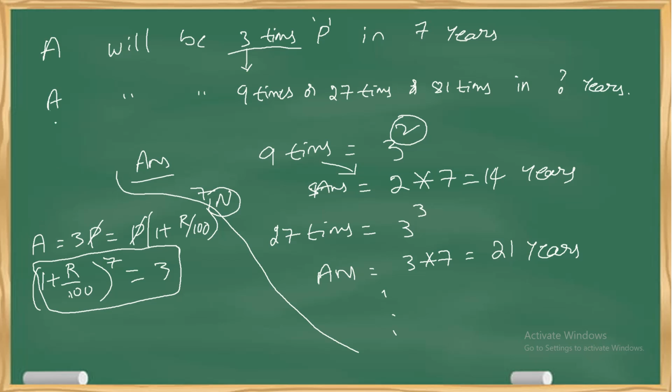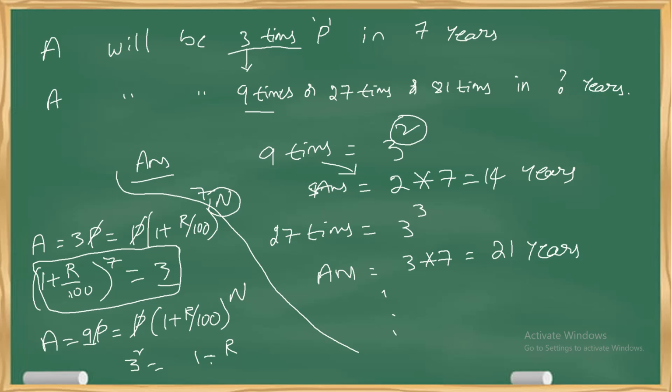Next, the condition in the question is 9 times. So A is equal to 9P. So the formula is P into (1 plus r by 100) whole power n. So I don't know the value of n, I need to find it out. But P cancels, right? Okay, but I know 9 can be written as 3 square. 9 can be written as 3 square. But what is the value of 3?